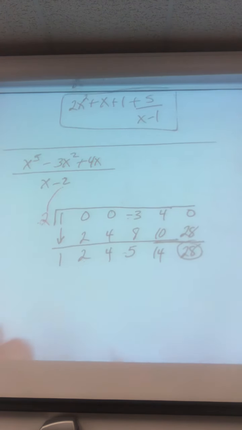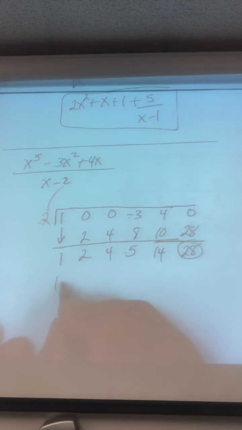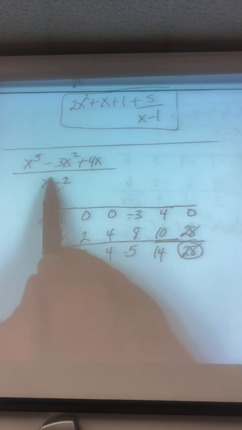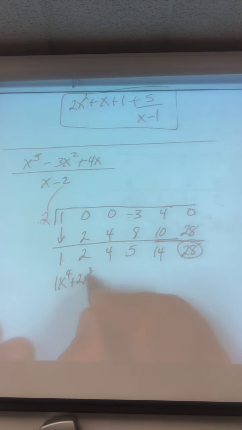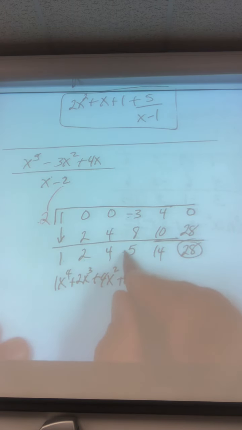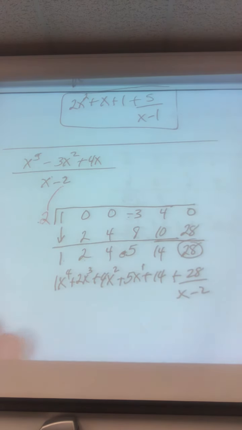All right, let's put our letters in. So this is going to be 1x to the 4th, because you got an x5 divided by x1, so that's x4. Plus 2x3 plus 4x2 plus 5x1, you don't have to put the 1, plus 14, and then the number on the end is always your remainder, and we always put our remainder over our divisor.